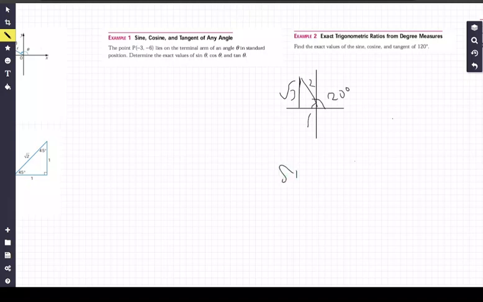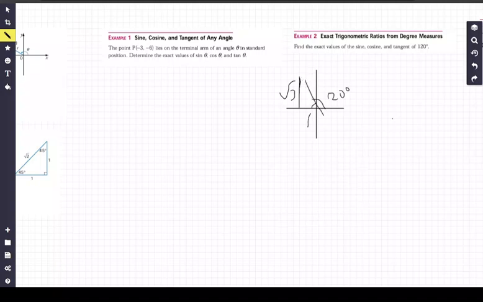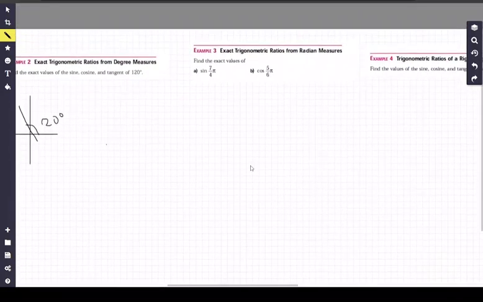So sine would actually be equal to √3 over 2. Cosine would be -1 over 2. Tangent would be -√3. Alright, so this is how we solve it for now. And then we're going to learn a little bit later about the exact values. So let's go ahead and do this.